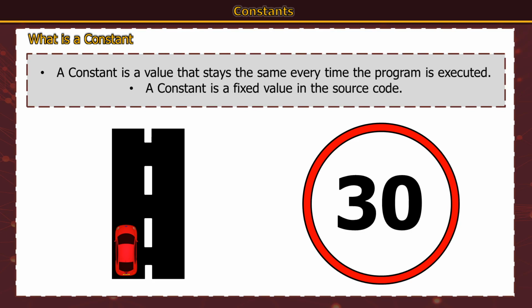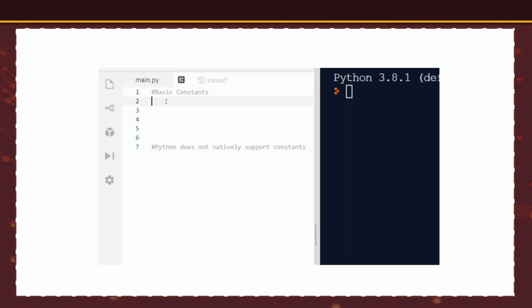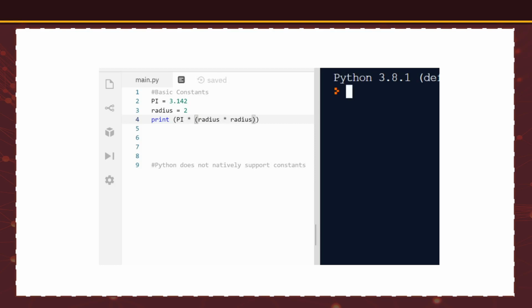So let's have a look at how that varies from a variable. Let's look at an example of a constant in Python. I create a variable called pi and I set it to 3.142. I then make another variable called radius and I set it to 2. I then print out the calculation of pi times radius squared, but I write it as print pi times radius times radius, which is the same. Notice that pi's value is set to 3.142 and radius is set to 2, and these don't change after being assigned. This makes them a constant in Python, giving the answer of 12.568.